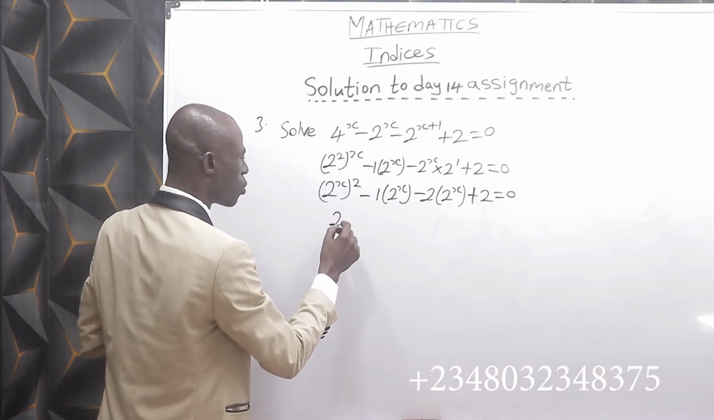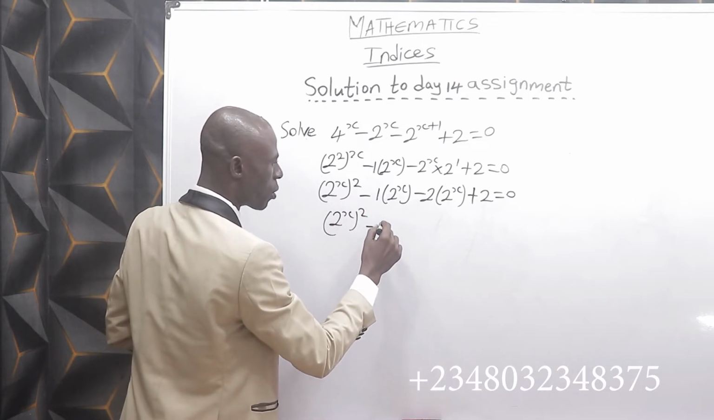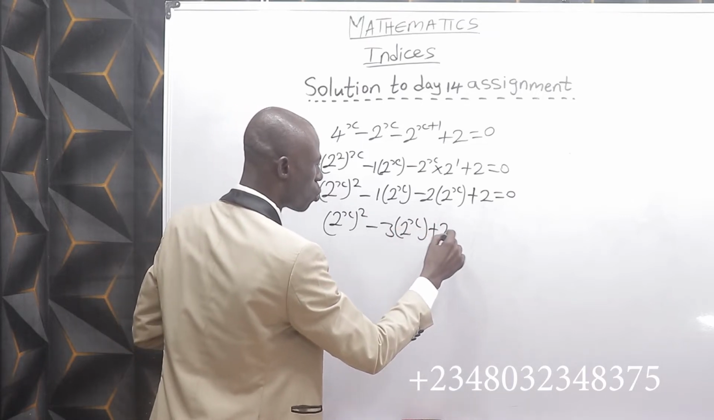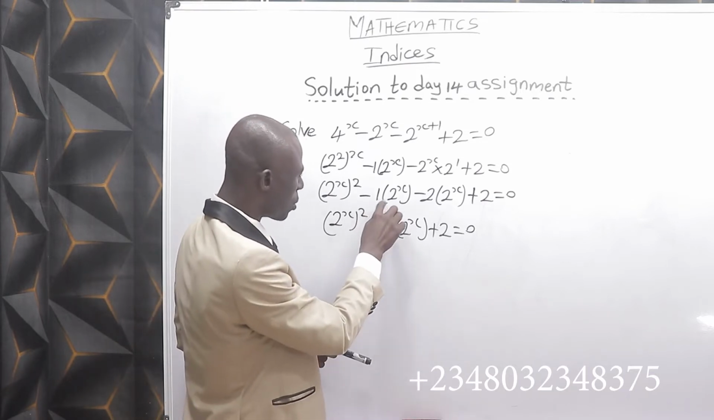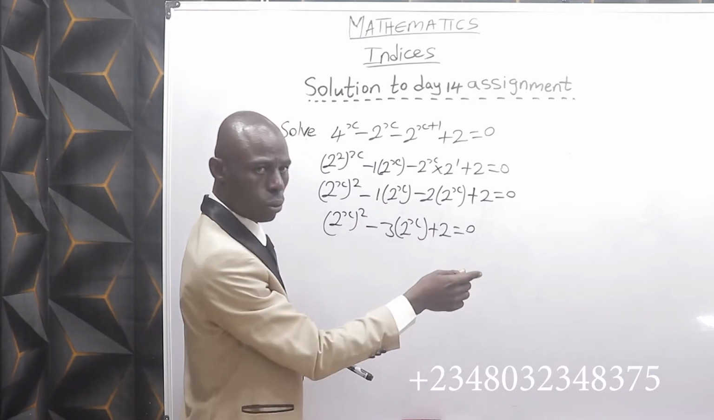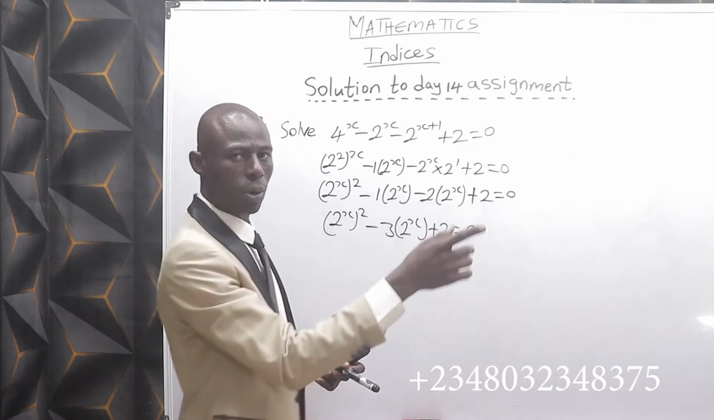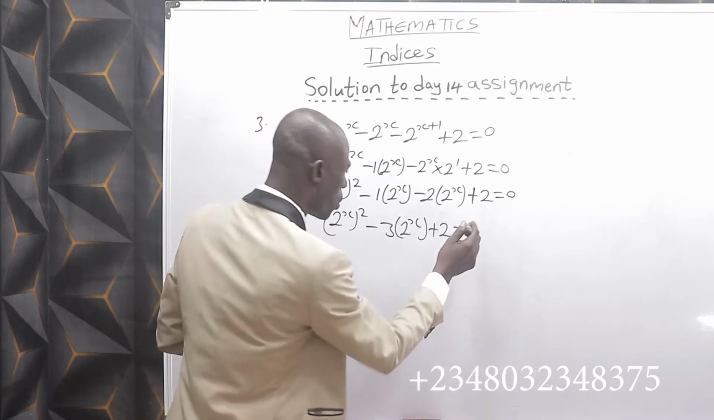So, while this is 2 raised to power x raised to power 2, minus 3 into 2 raised to power x, plus 2 equals 0. See how? This is minus 1 minus 2. Minus 1, 2 raised to the power x, minus 2, 2 raised to the power x. That gives us minus 3, 2 raised to the power x plus 2.